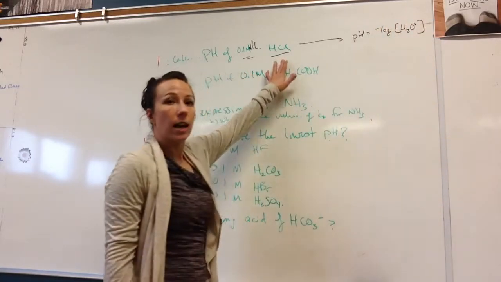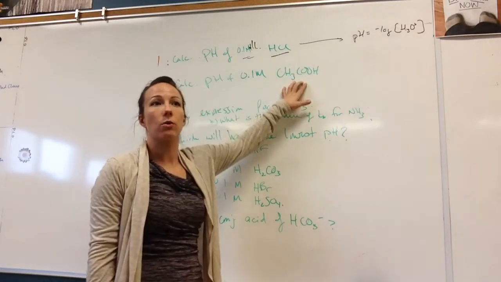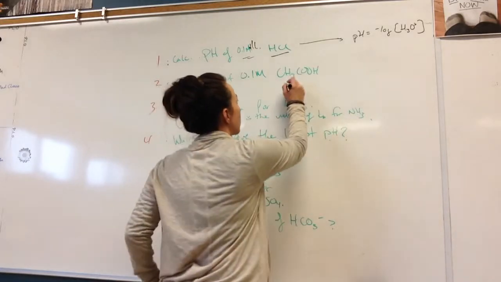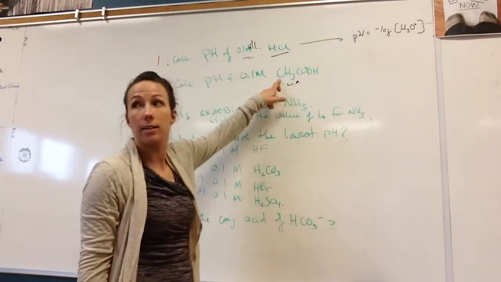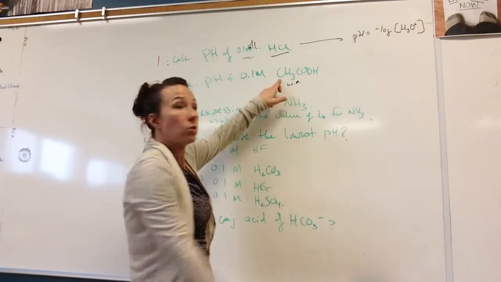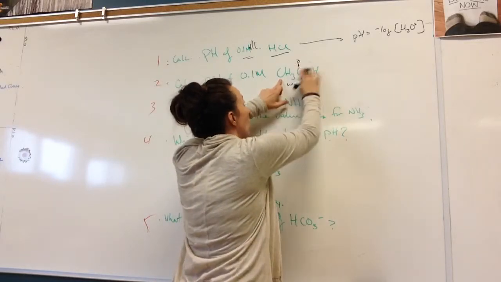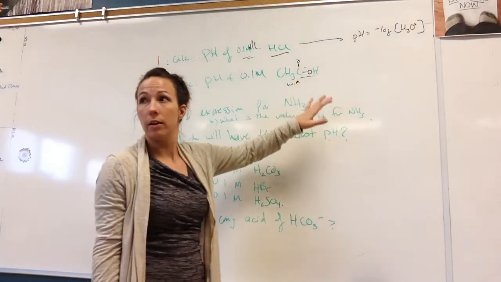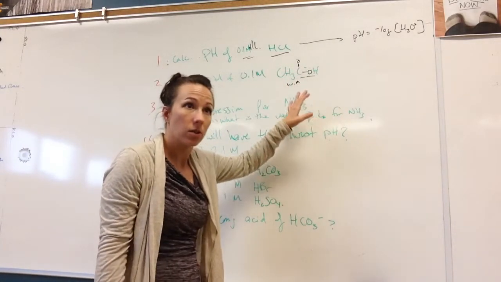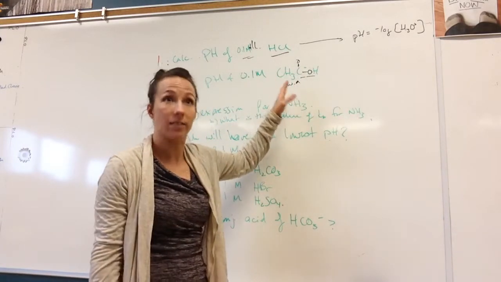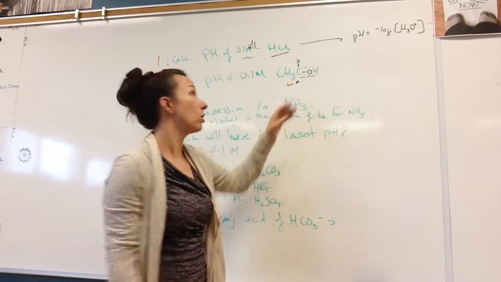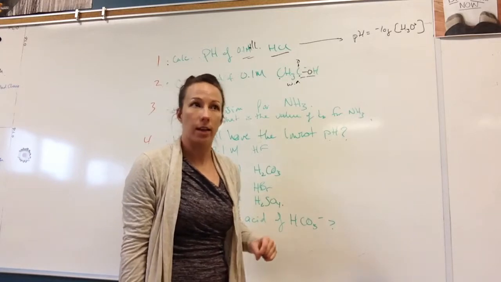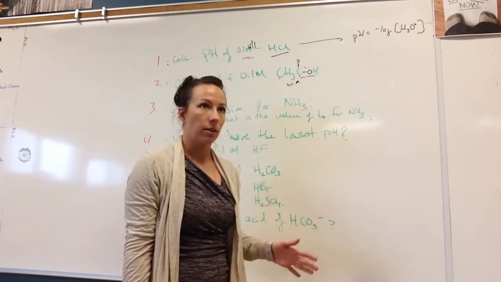What's the difference between HCl and CH3COOH? Good. This is a weak acid. Can you see that this is a carboxylic acid, everybody? Can you see COOH, that this is not a hydroxide? It is not a base, this is a carboxylic acid. It's called ethanoic acid, or acetic acid, or vinegar.